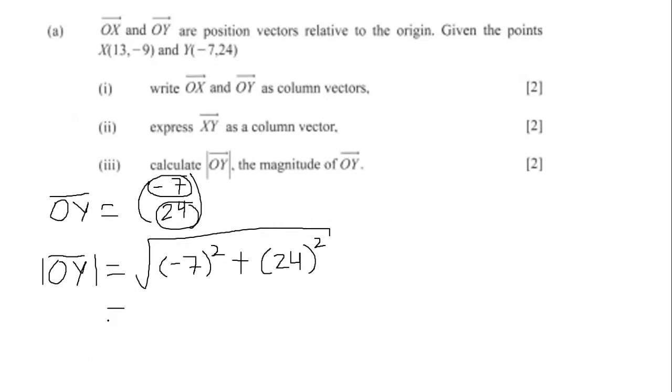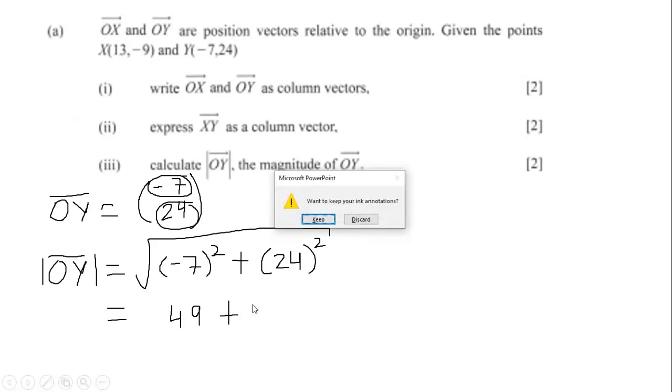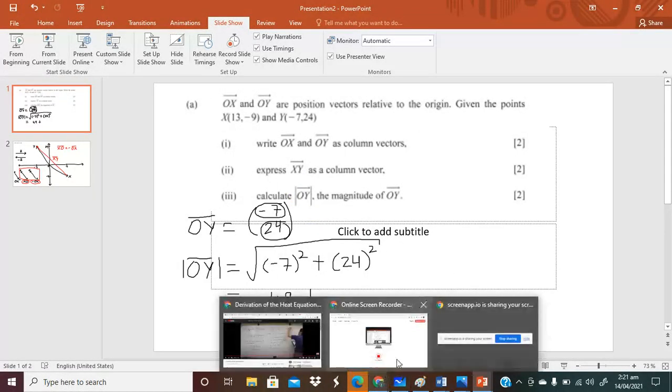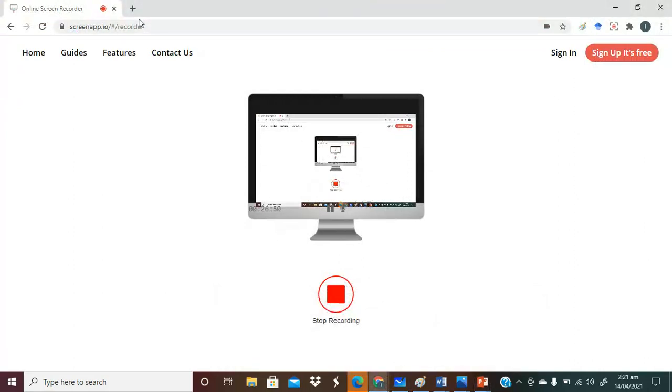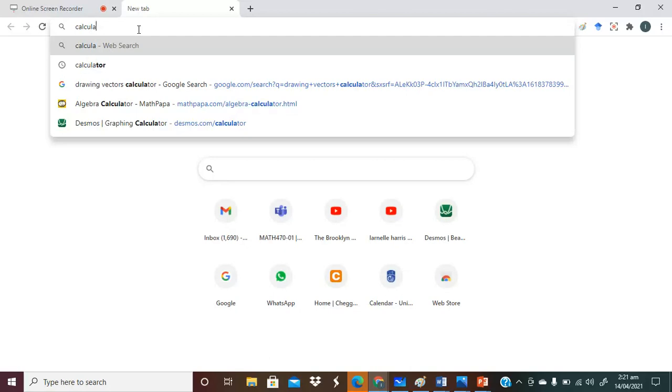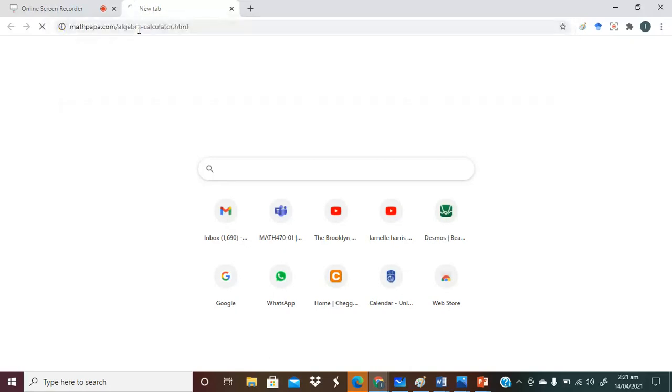What is -7 squared? Well, -7 squared is indeed 49. You can use a calculator to find that out. What is 24 squared? Now, I don't know that out of my head, but let's use a calculator to figure that out. So let's go on the online calculator.